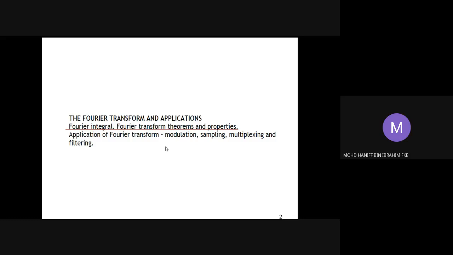Okay, and this Fourier transform will not be covered in your test 1. It will be covered in test 2 later on.